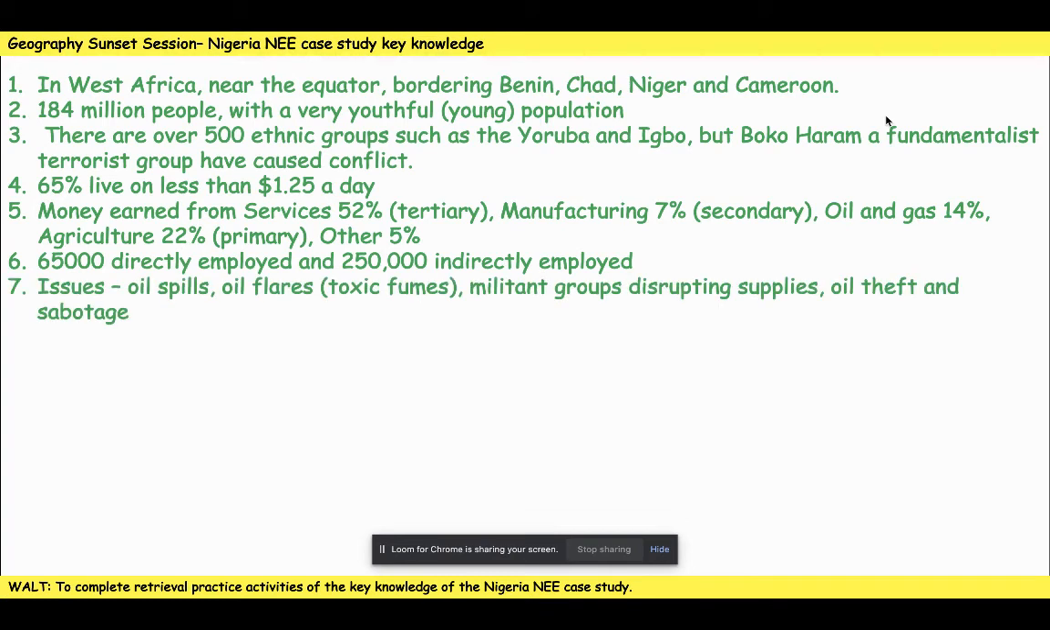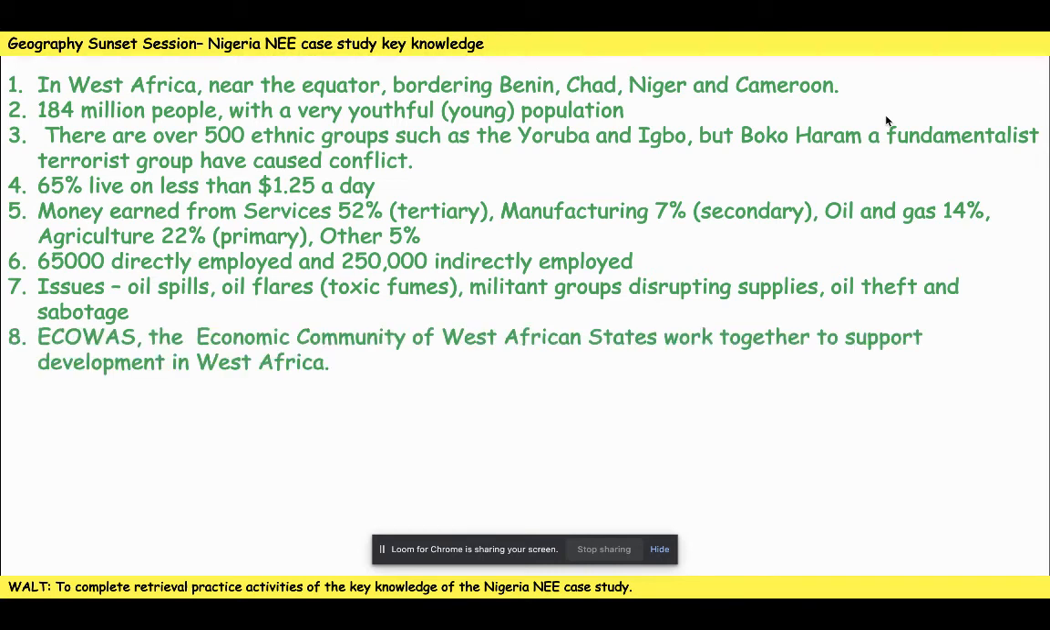Number seven, in terms of environmental issues, or issues in terms of development. So environmental issues: there's oil spills, oil flares, and the toxic fumes that come from gas leaks, militant groups disrupting supplies, oil theft, and sabotage by organised criminals.